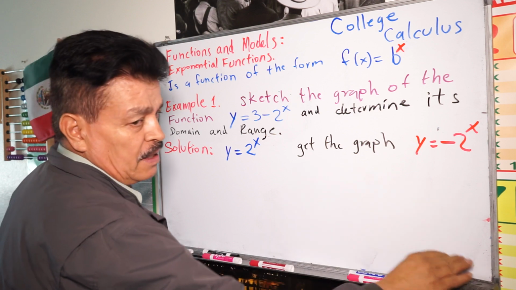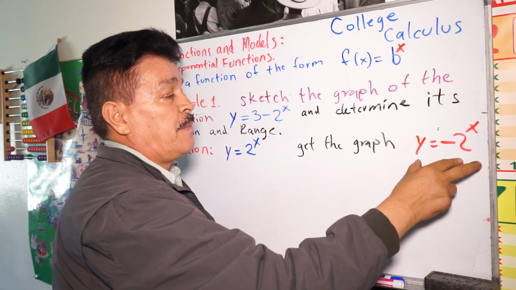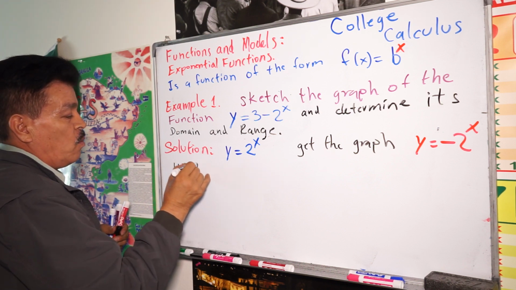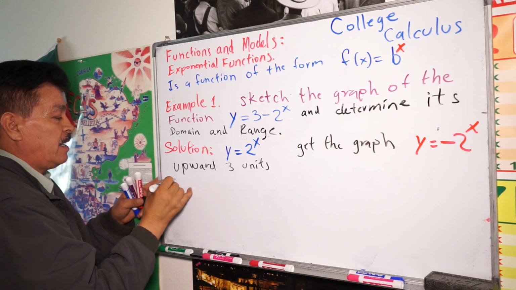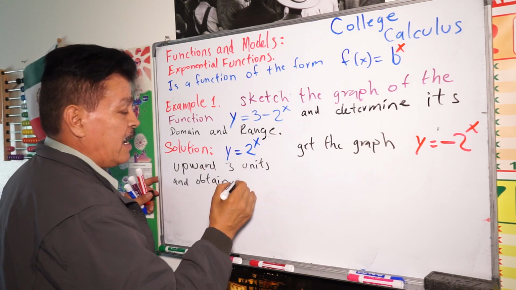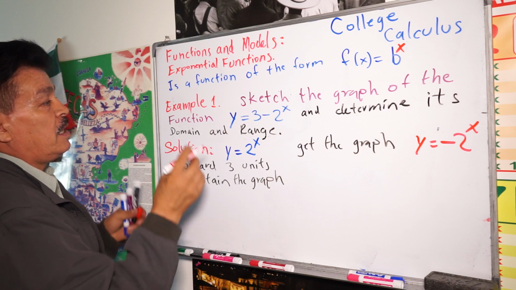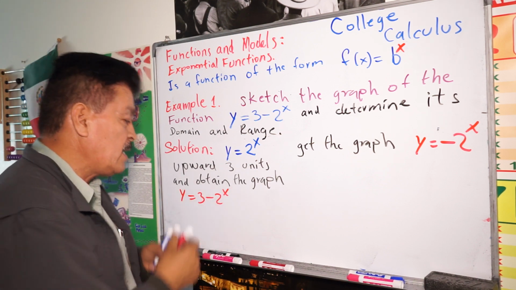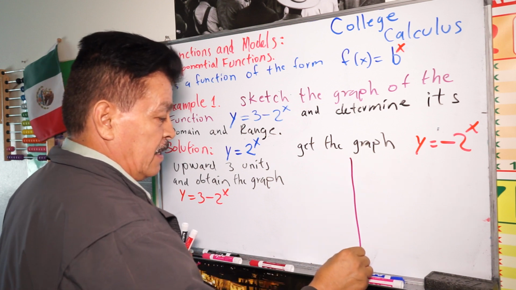Okay, next. And then finally, we shift the graph of y equals negative 2 to the x power upward three units and obtain the graph we are looking for, y equals 3 minus 2 to the x power. All right, so now let me make a picture here of the graph. So we have the graph like this.